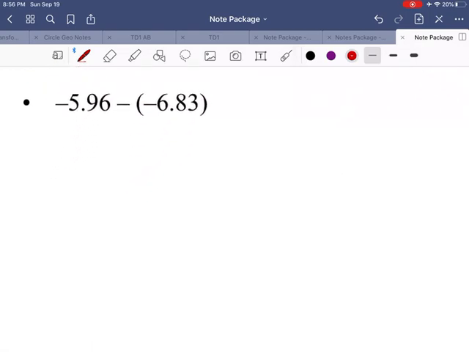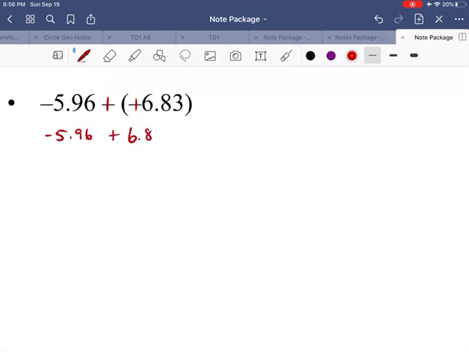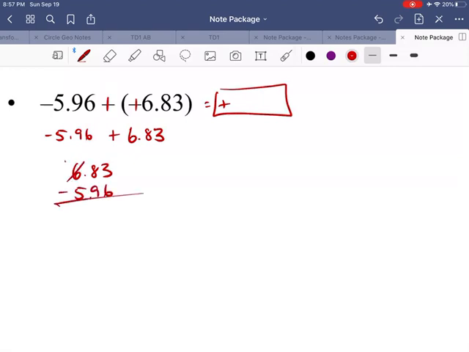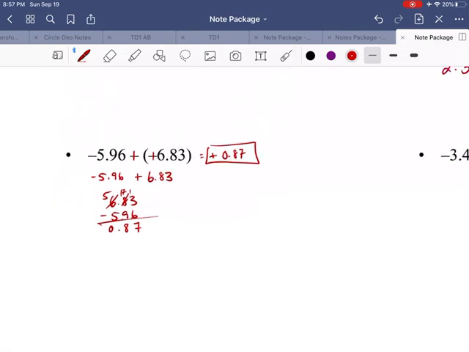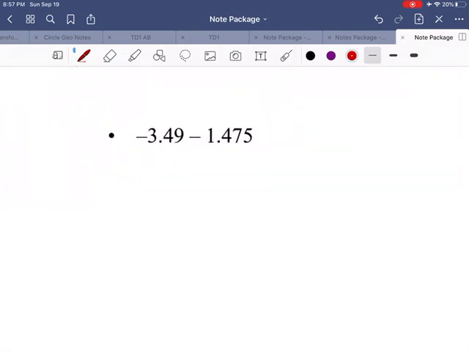Okay, this one we have to think about a little bit because we're subtracting a negative, so that becomes addition. So I really have negative 5.96 plus 6.83. Now I have more positive than negative, so I know my answer is going to be positive. So let's subtract the other one. I do not have enough here, so I need to borrow all the way down. 7, 8, so 0.87.